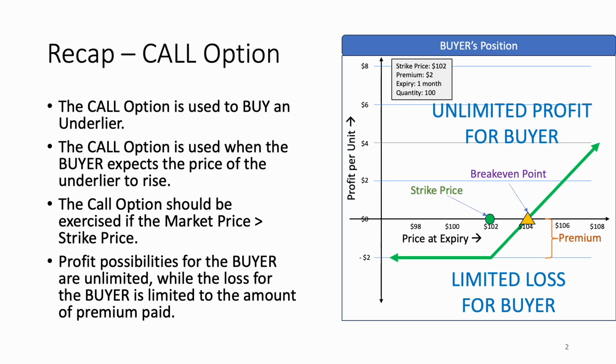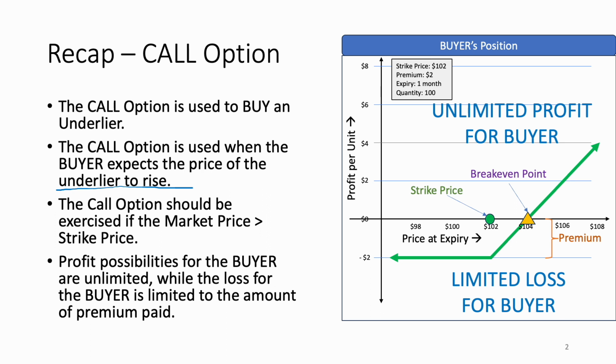A call option is used by a buyer when he wants to buy an underlier. The underlier could be a stock or a bond or a commodity or currency, and the buyer will buy a call option when he expects the price of the underlier to rise. This is important: when he expects the price of the underlier to rise, that's when the buyer will buy a call option.